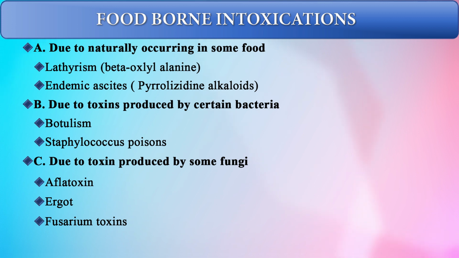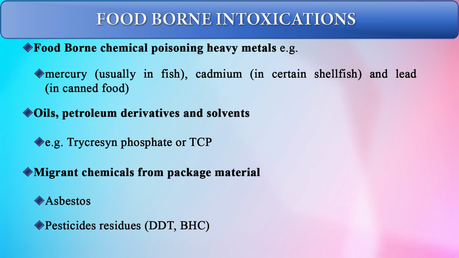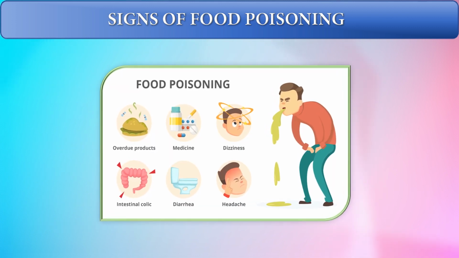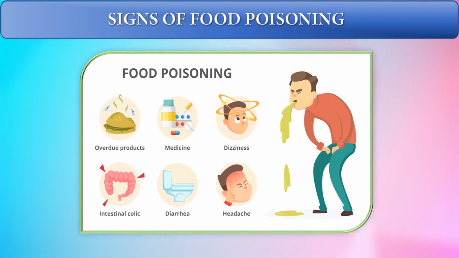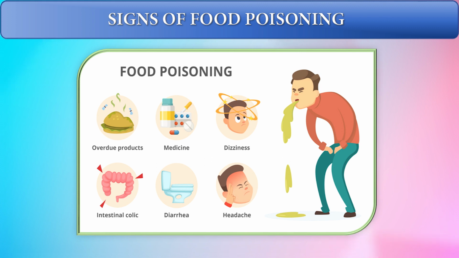Foodborne intoxications are mainly due to naturally occurring toxins in food, for example, lathyrism and endemic ascites. Due to toxins produced by certain bacteria, they are botulism and staphylococcus poisoning. Due to toxins produced by some fungi, they are aflatoxin, ergot and fusarium. These are examples of fungi which cause these intoxications. Foodborne chemical poisoning includes heavy metals such as mercury, cadmium and lead; oils, petroleum derivatives and solvents, for example tricresyl phosphate TCP; and migrant chemicals from packaging material, such as asbestos and pesticide residues. The signs of food poisoning are headache, intestinal upset, diarrhea and dizziness. These are a few signs of food poisoning.